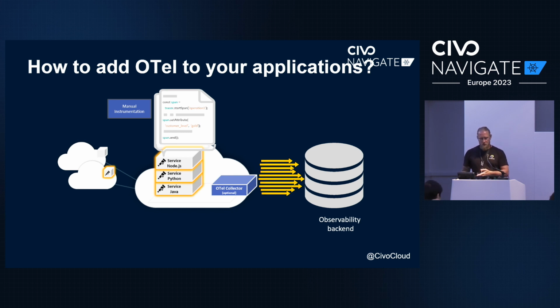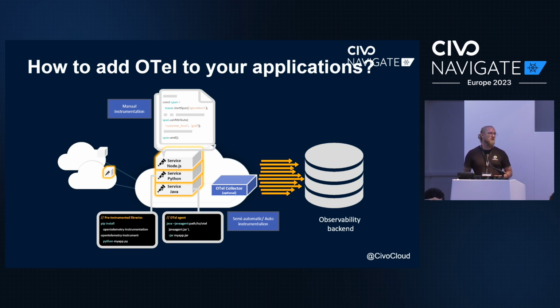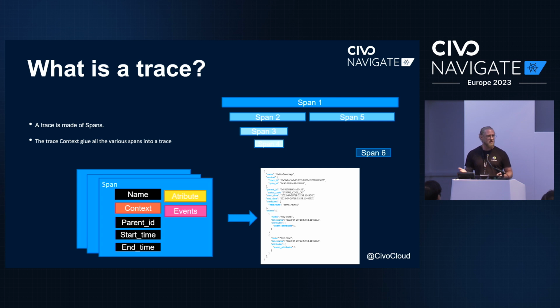But the natural reaction is not to use manual instrumentation, it's to use automatic instrumentation. So we have agents or semi-automatic agents where you add libraries, and then from there, you will instrument well-known frameworks of the market. And then let's ask ourselves, what is actually a trace? A trace is a transaction in our system.